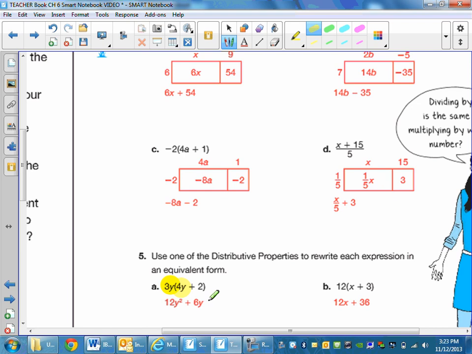Well, 3, and this is where you have to be really careful. You have to do both parts. So 3 times 4, number times number, is 12. And then y times y is not 2y, but it's y squared, because we want y times y. So you always have to do number times number and variable times variable. Now I have 3y times 2, so 2 times 3 is 6, and there's no variable with this 2, so it's just 6. Y times 1, an imaginary 1, is just y. So you would have 12y squared plus 6y. And then over here, 12 times x is 12x. 12 times 3 is 36. So I want you to go ahead and finish 5 now and press play when you're ready.